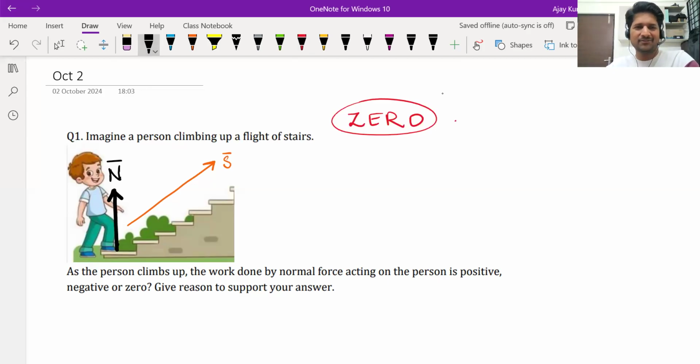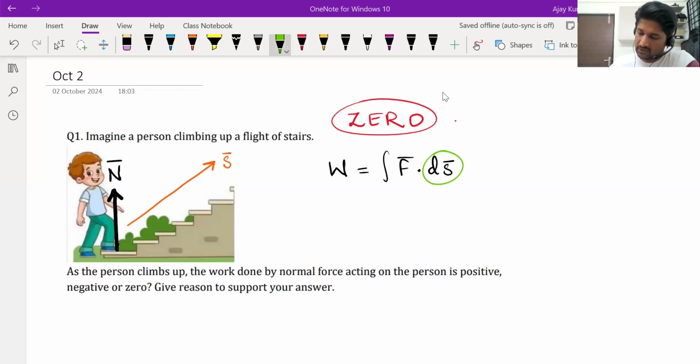One of you tell me the basic formula for work. Sir, integral F dot ds. Correct. F is of course the force whose work done you want to find out. Can one of you tell me what exactly is ds? I want the exact answer.